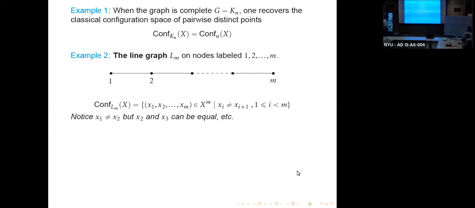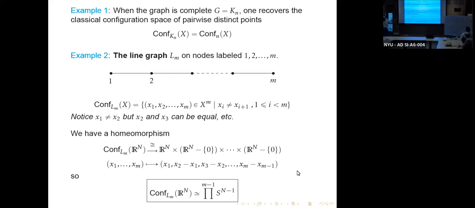For example, if I look at the line graph on n nodes, one all the way to n, then this is the subspace, for any X, of all ordered n-tuples of points in X with x_i not equal to the next, x_{i+1}, all the way to n.